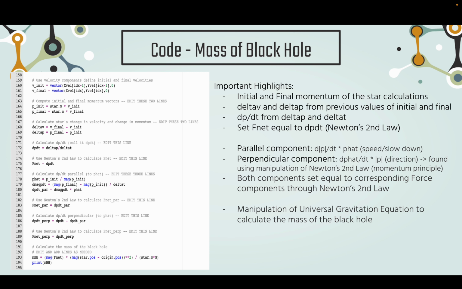I found the perpendicular component, which uses the direction, and I used the manipulation of Newton's second law from the other momentum principle to find it. Both components are set equal to the corresponding force components through Newton's second law. Lastly, I manipulated the universal gravitational equation to calculate the mass of the black hole.